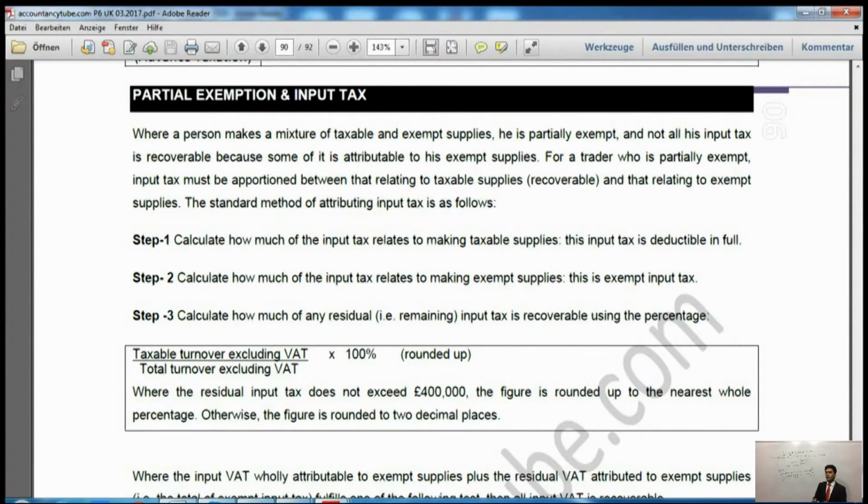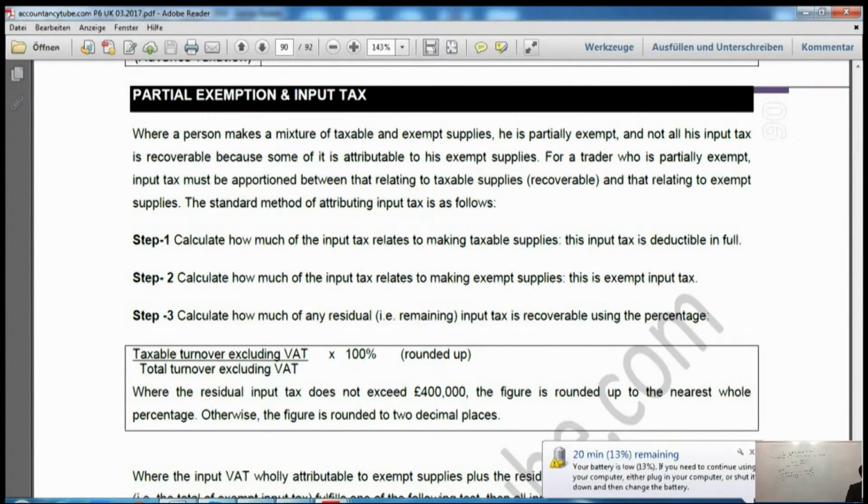Now say for example, if you go and buy from the market any stuff which is a taxable supply, then you pay value-added tax on that and you can recover it from HMRC. When you buy some stuff which is exempt, then you won't be able to recover any value-added tax. Now people could be partially exempt as well. They could be making taxable supplies as well as exempt supplies. Now in that case, how can we recover the value-added tax? That is the question.